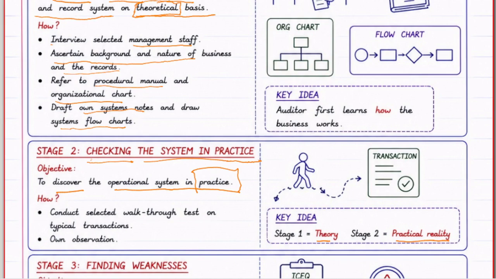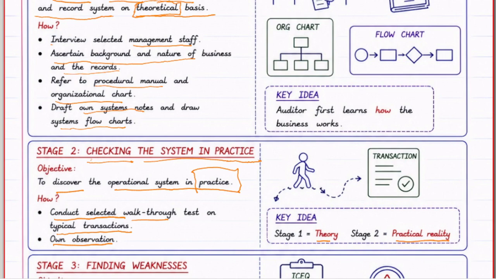And how is that being achieved? You are to conduct selected walkthrough tests on typical transactions and your own observation based on what you can see. Stage 1 is what they tell you. Stage 2 is what you can see, based on checking the system in practice.